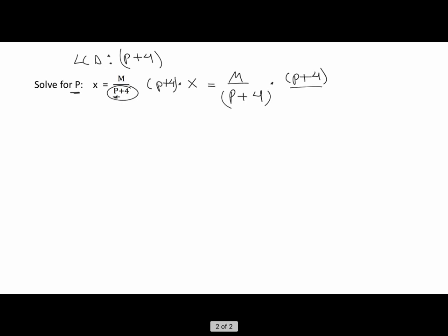The reason why I do that is because it's going to cancel out that p plus 4 on the right side in the denominator, leaving just m. On the left side, I'm going to have to distribute, so x times p, and I'll put this in alphabetical order, that's px, and x times 4 is 4x. So if I'm going to solve for p, there's only one term with p, so I'm going to opposite the other term from this side, minus 4x from both sides. So on the left side, just px, on the right side, m minus 4x.